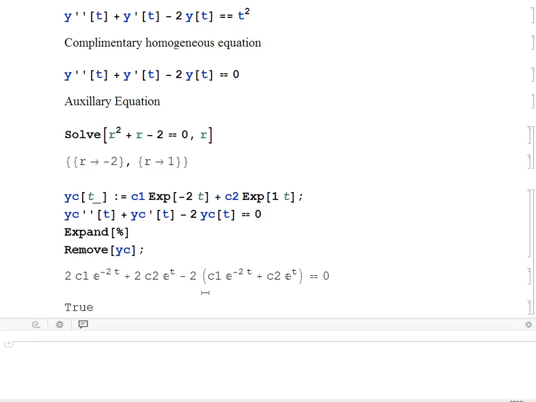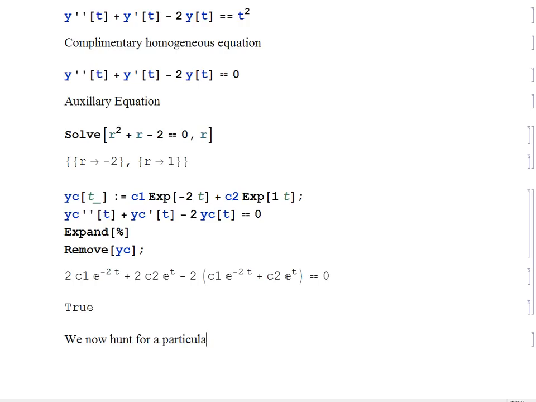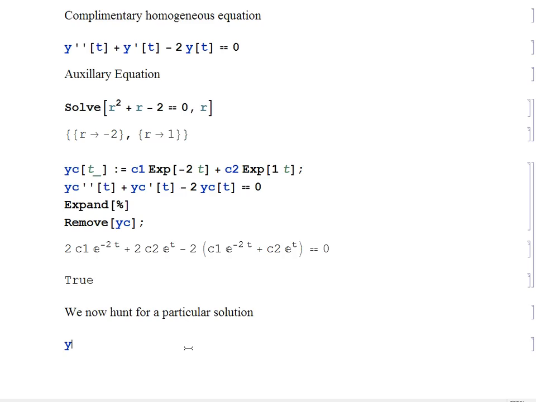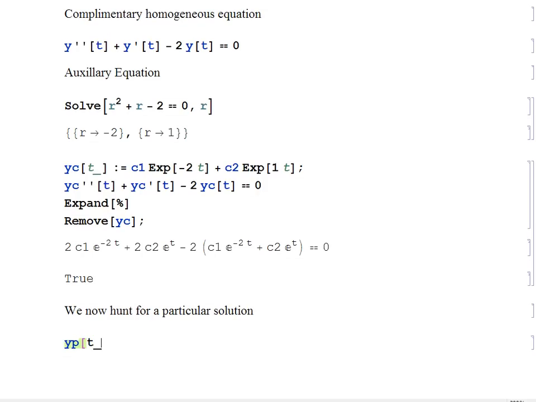So now we're going to, so let's write this. We now hunt for a particular solution. So you guess it. And this is how I would do that. I would go yp, let's just define a function, okay? So that way when we stick it in, everything is going to work, and then we don't know what the coefficients for this function should be.